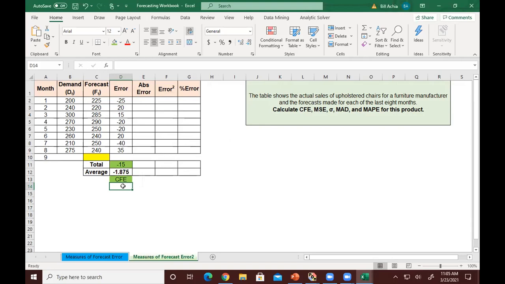Negative 15 tells me that my forecast is usually higher than the demand over the course of these 8 months. If I get the average of the errors here, then I get my mean bias, which in this case is negative 1.875. And that tells me that on average we're usually biased towards the forecast at an average of 1.875.